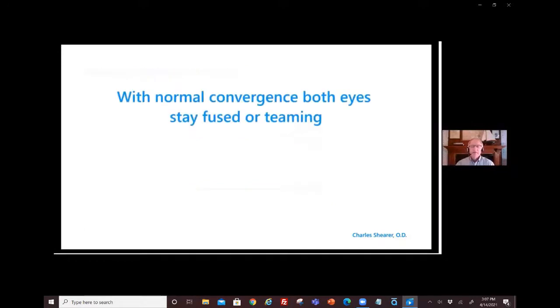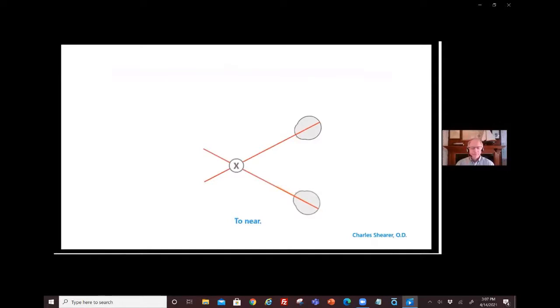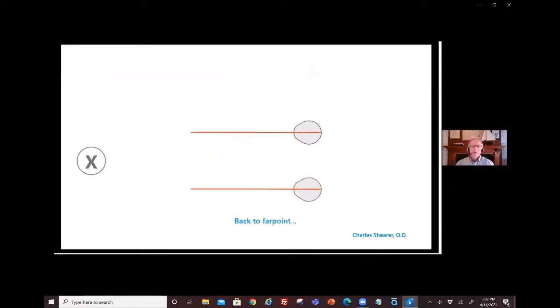This is quite different than what we see in convergence. With convergence, both eyes stay working together, but when they look from a distance target to a near target, they'll converge. And that's usually a jump motion. They'll look from blackboard to book and back to the blackboard. And you'll see this be affected in concussions, as we'll talk about later.